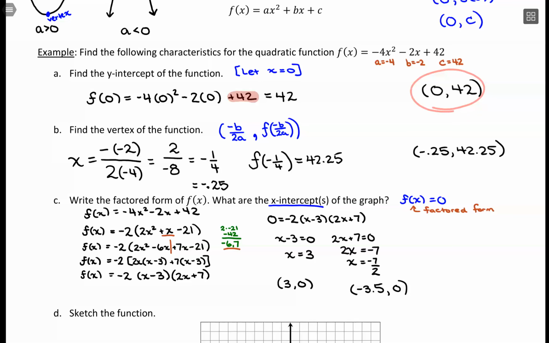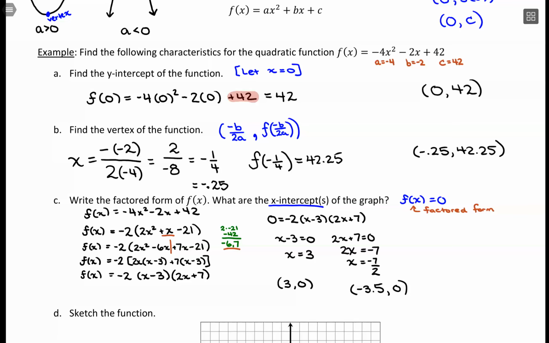So we have our y-intercept, which comes from plugging in x = 0. We have the vertex, which comes through using this formula right here. And we have our x-intercepts, which requires finding that factored form first, setting it equal to 0, and then solving for x. So let's go ahead and plot these points.